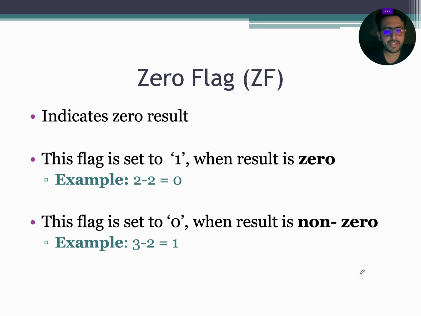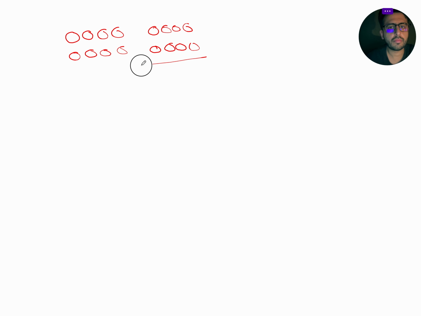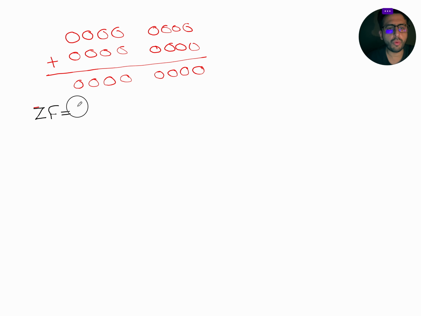Similarly, the zero flag is set to 0 when the result is a non-zero number. For example, 3 minus 2 is equal to 1. So for this example, the value of the zero flag is 0. Let's consider a few more examples. So example number 1. For the addition operation, 0 plus 0 yields a 0 result. So for this example, the value of the zero flag will become 1.